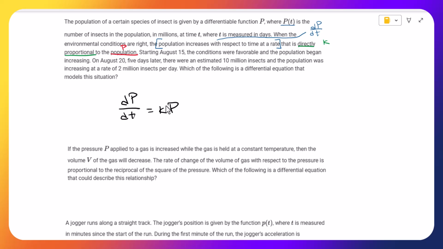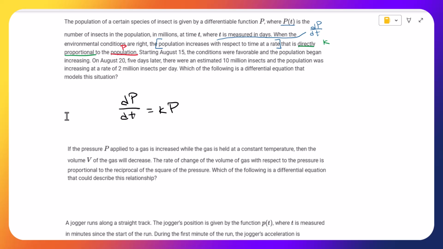This gives us the information we actually need to find k. So let me dissect that information a little more closely with us all together. It says, on August 20th, 5 days later, there's an estimated 10 million insects. So that means P equals 10, because that's our population.